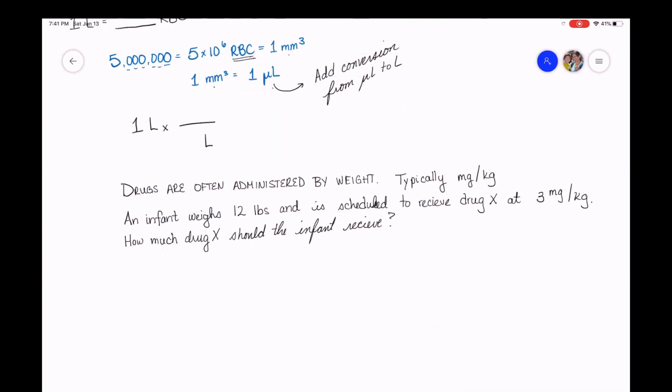So let's write out what we know from this word problem. We know that we have an infant that weighs 12 pounds. We know that drug X is scheduled to be delivered at 3 milligrams of that drug per kilogram of weight. So for every kilogram of body weight, there would be 3 milligrams of drugs. We also know from the conversions on page 2 of the lab that 1 kilogram is equal to 2.2 pounds. So with that, let's go ahead and see if we can move forward on this problem.